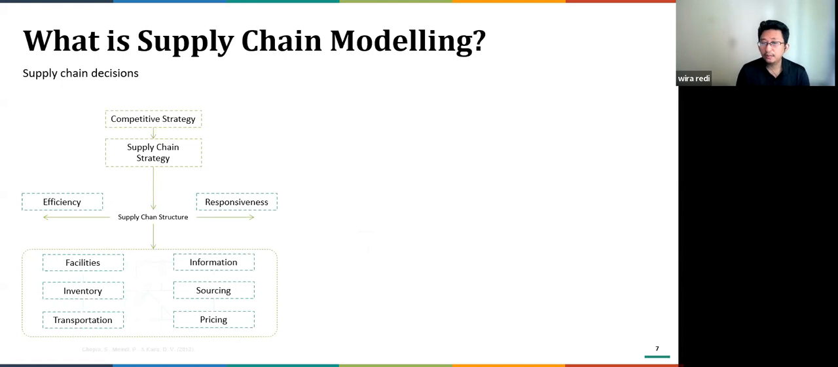Enough about supply chain management. Now we move on a little bit to supply chain modeling. Why do we need supply chain modeling? Earlier I mentioned that if you have a good supply chain strategy, it would be an integral part to gain a competitive advantage for your company. Competitive advantage is something in your company that can help you to win the competition.